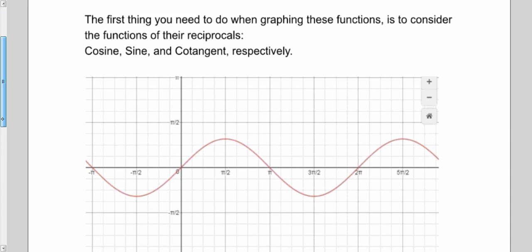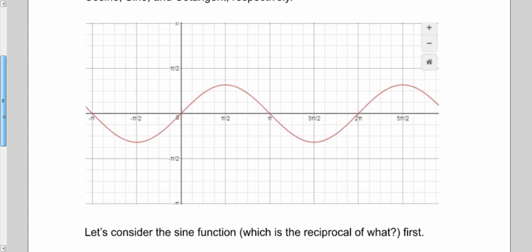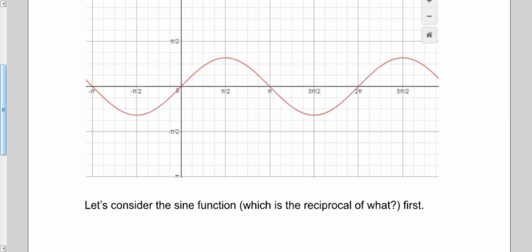Now, in order to graph, let's talk about this one. What function am I looking at here? What parent function? What's that? Sine. That's sine of x, right? Now, what is the reciprocal of sine called? Who remembers that from last week before spring break? No, not the inverse of sine. Cosecant. Yes. So cosecant equals 1 over sine.